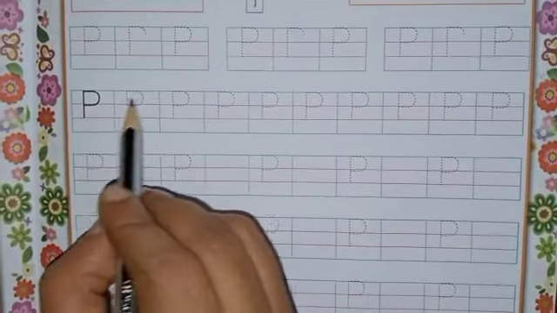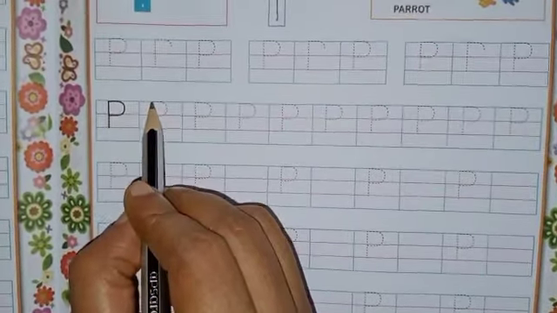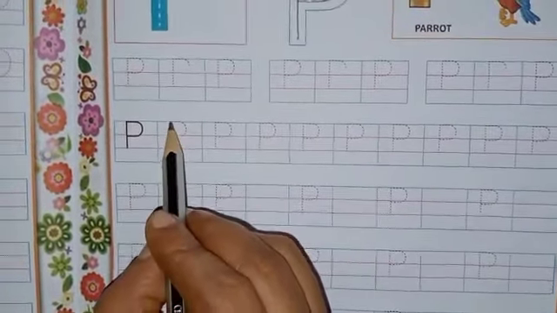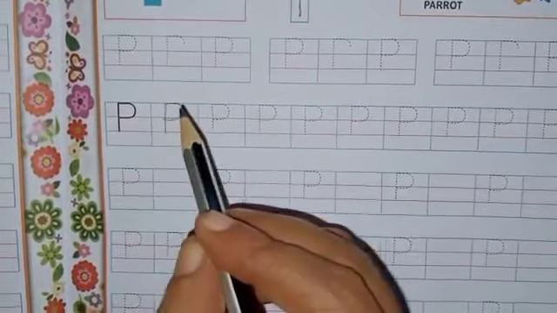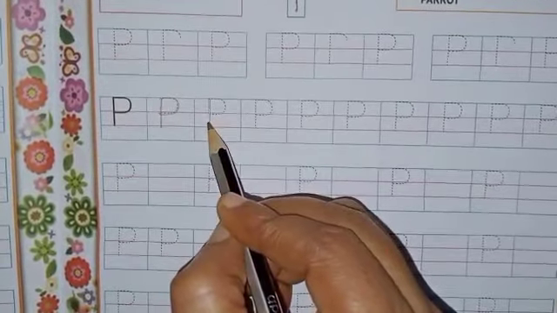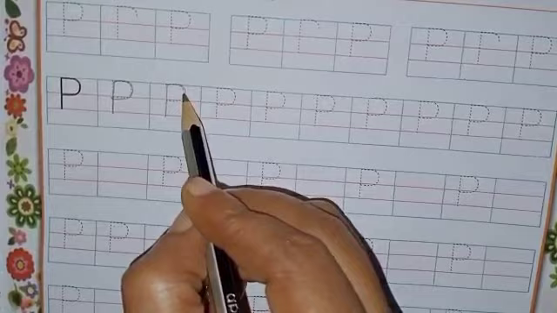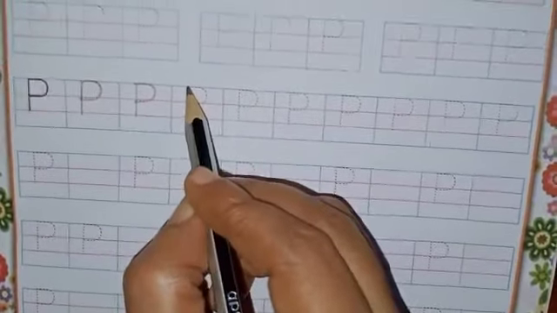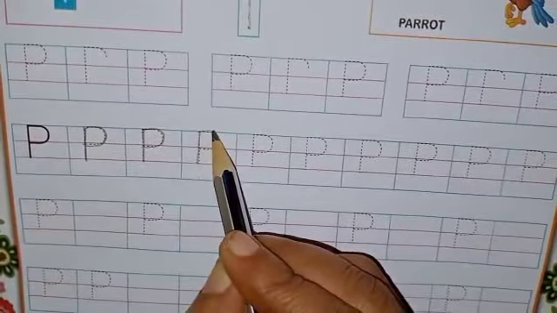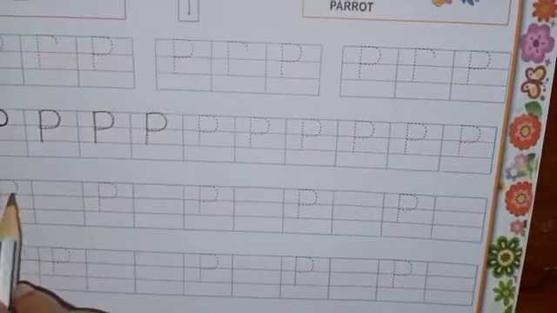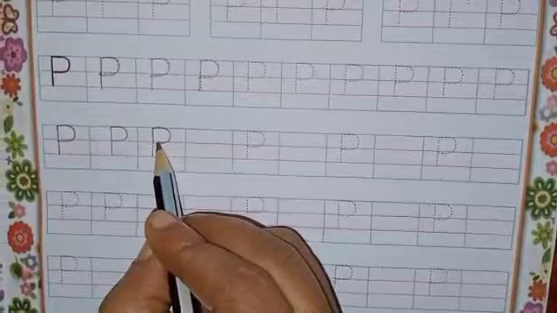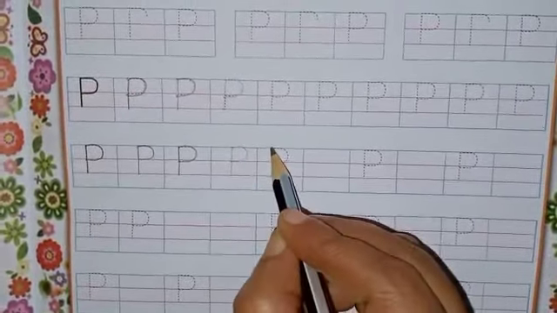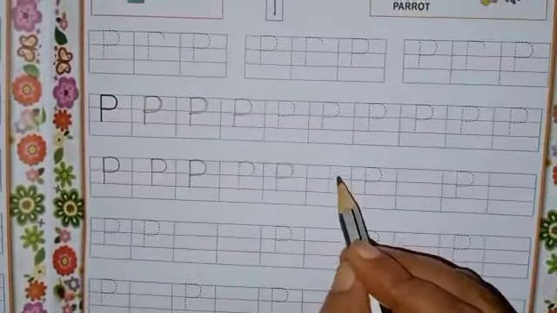Four lines are here. This is capital letter P. First, draw a standing line from the first line to the third line. Then, a small curve towards the right from the first line to the second line. We get capital letter P. What is this letter called, children? This is capital letter P. A standing line, then a curve. Capital letter P. While writing, you have to say the letter also.